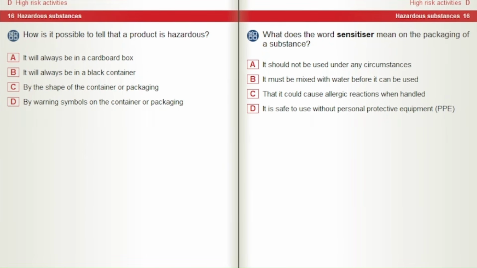How is it possible to tell that a product is hazardous? It will always be in a cardboard box. It will always be in a black container. By the shape of the container or packaging. By warning symbols on the container or packaging.